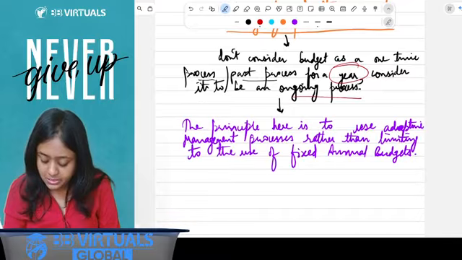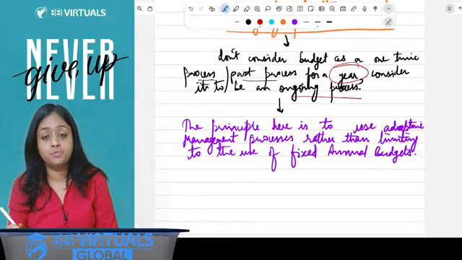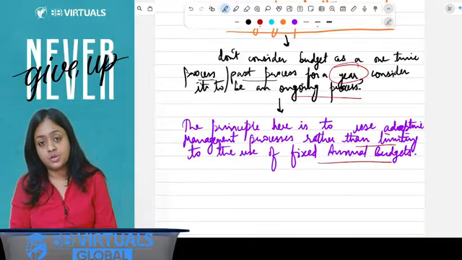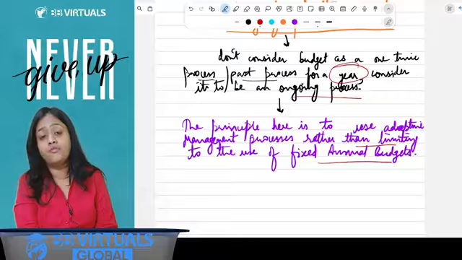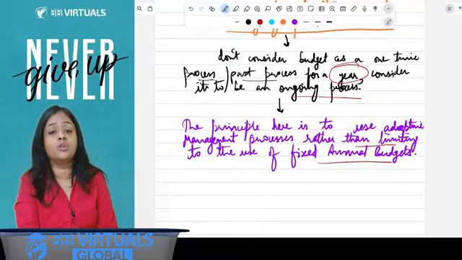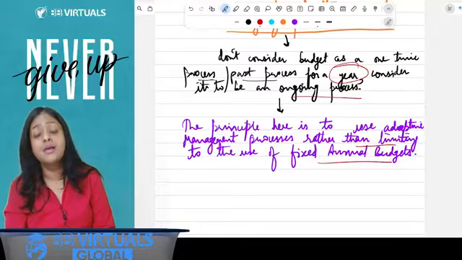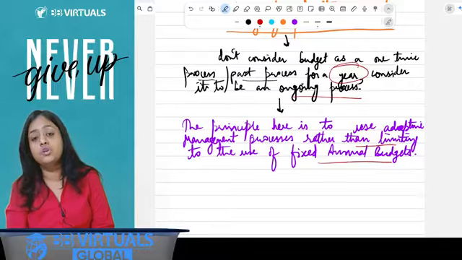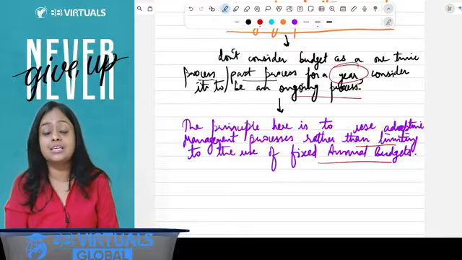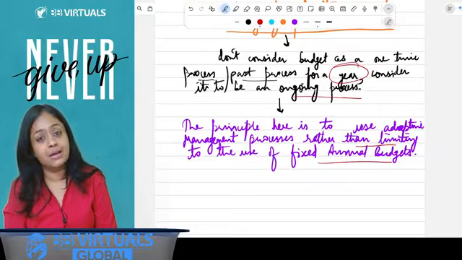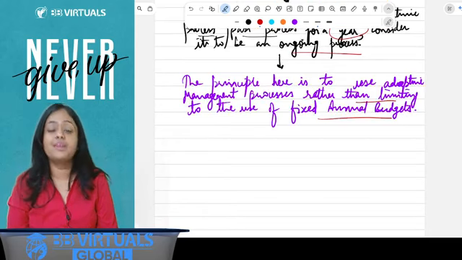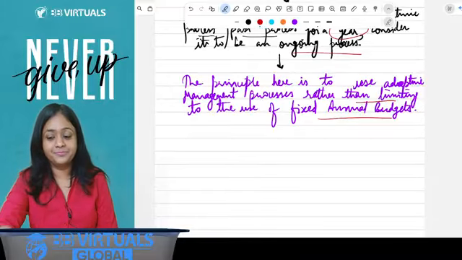The principle here is to use adaptive management processes rather than limiting to the use of fixed annual budgets only. The other areas that we think fit that go beyond the budgeting, looking into the non-financial angles as well. That is now the quality of the management that looks beyond these financial numbers that we are putting in the budget. So that says look beyond these financial numbers.